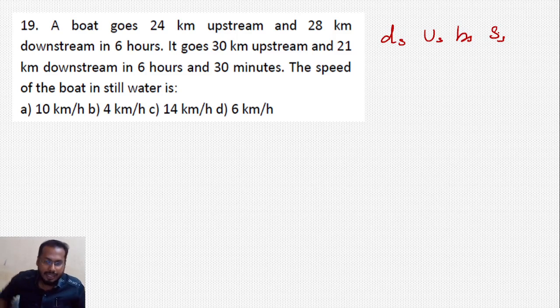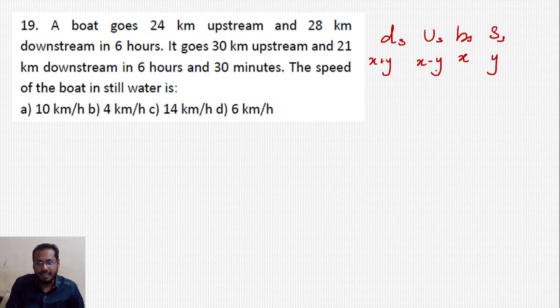Okay, in this question nothing is given. DS, US, BS, SS, nothing is given. So I'm going to do one thing. Let's take this as x and this as y. Then DS will be x plus y and US will be x minus y. Let's solve this.